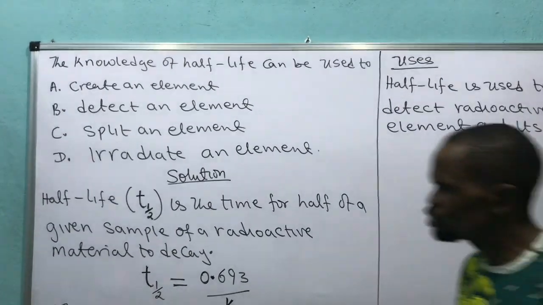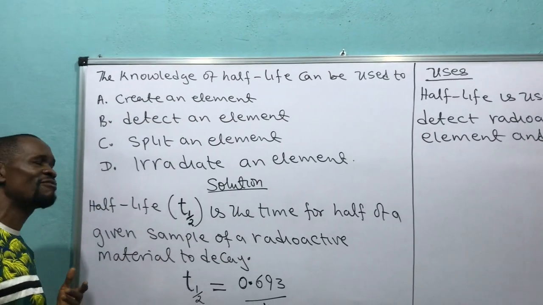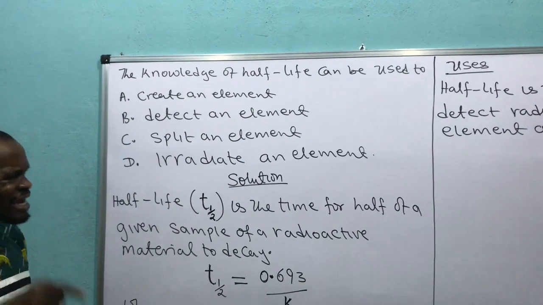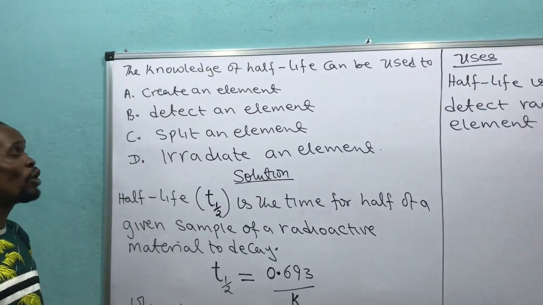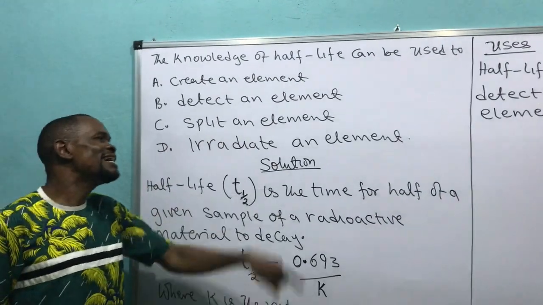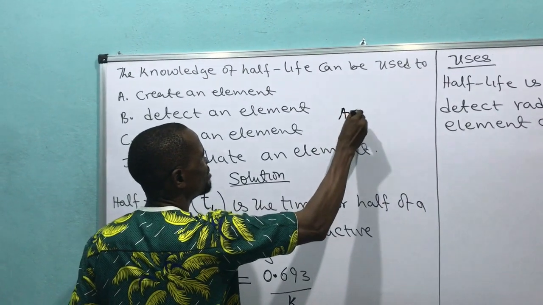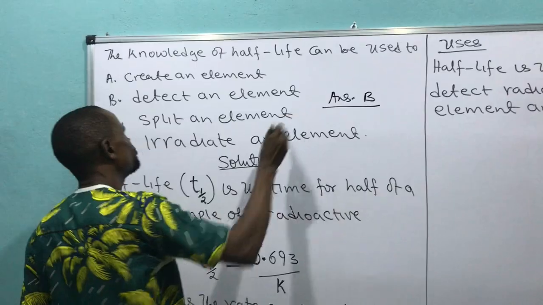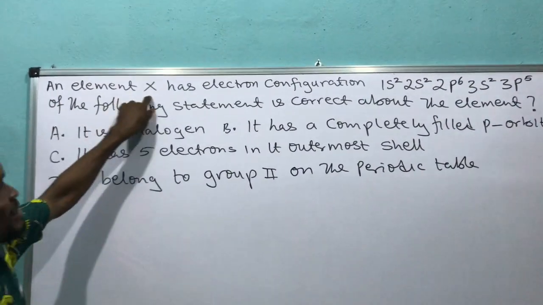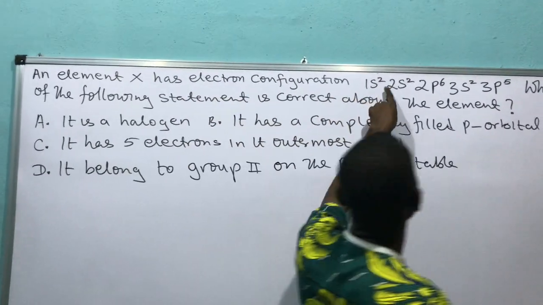Then let us go to the options given to us. Option A, create an element. We can use half-life to create an element? No. B, detect an element. Yes, we can use half-life to detect an element. C, split an element. No. D, irradiate an element. My answer here is option B.